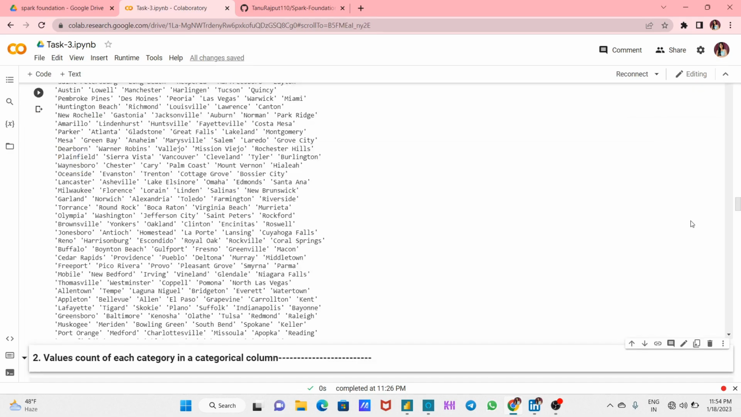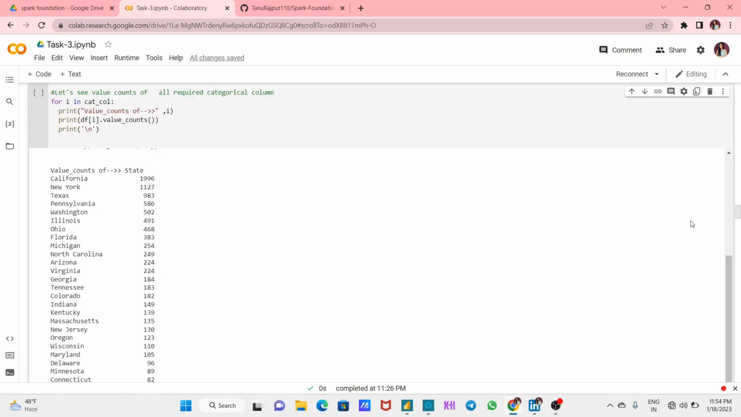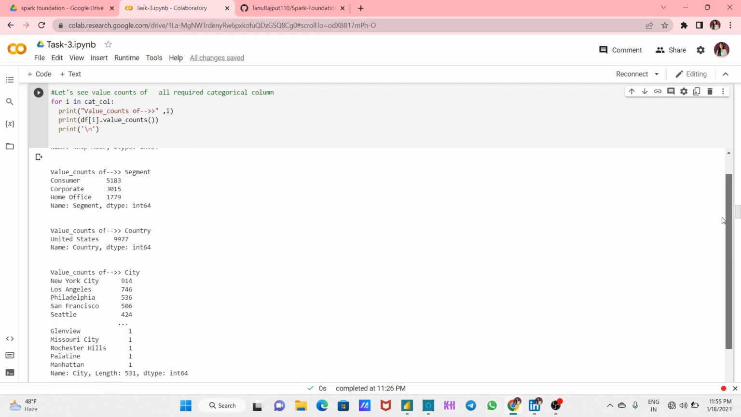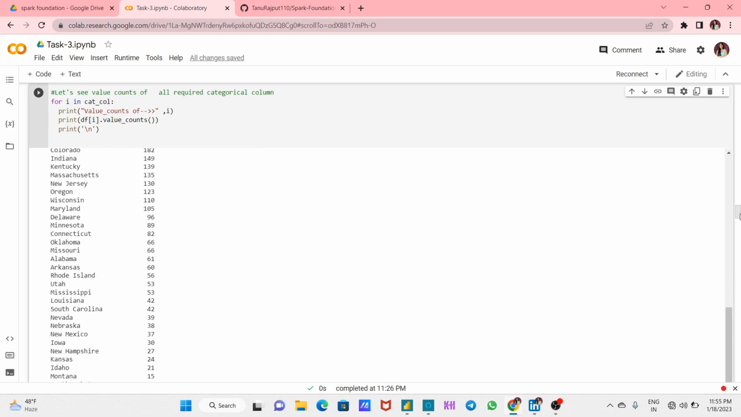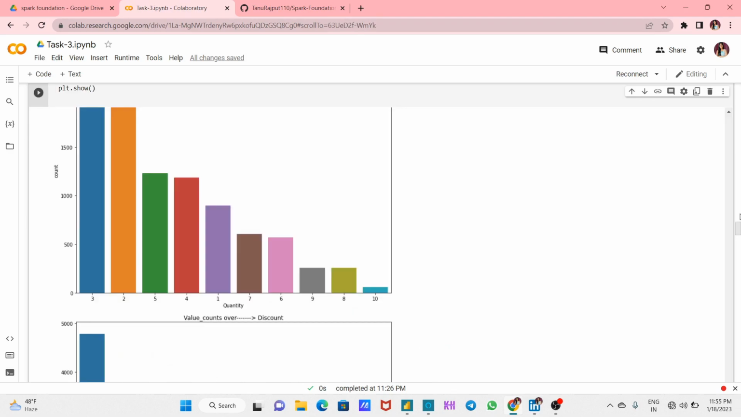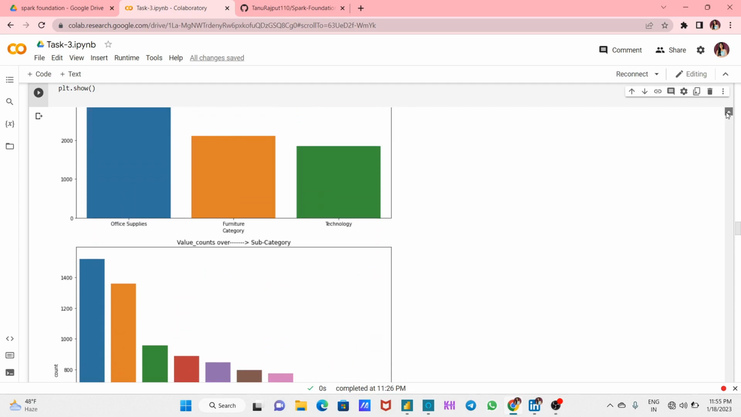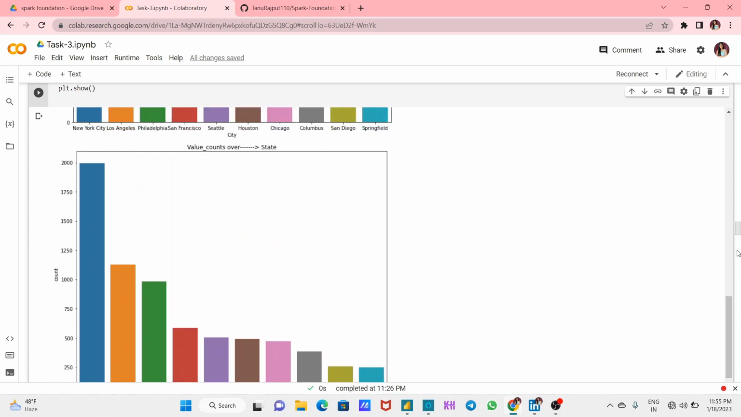Now it's time to count the values of each category in the categorical columns. So I again run a for loop over cat_col for all the categorical columns and find their value counts for each column. Here we can see all the value counts in each column. Now I will represent it visually. So here is the visual representation of all the value counts.